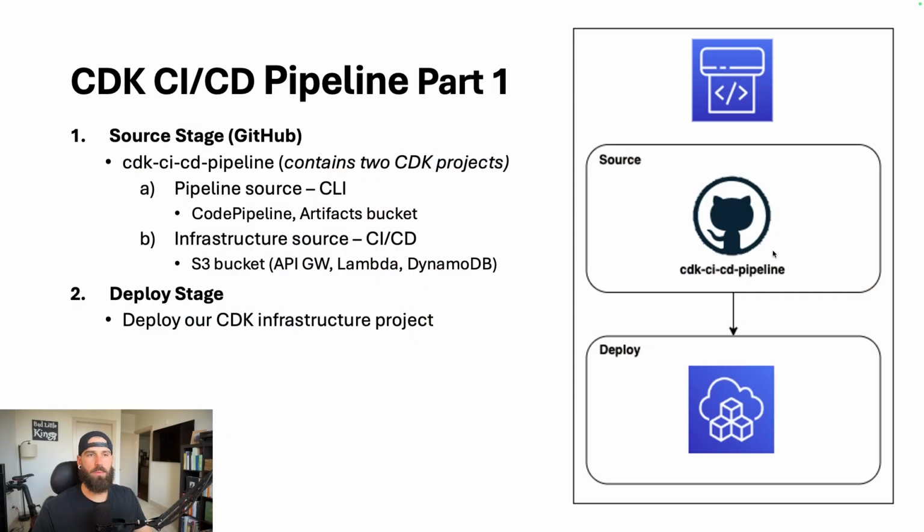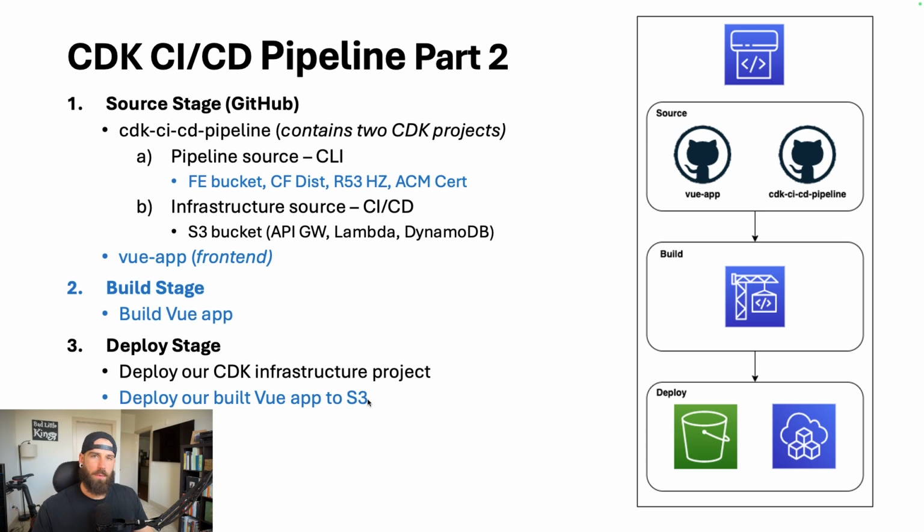So if you remember here in part one, we just built a really simple pipeline that was capable of pulling from a GitHub repository and then deploying just a simple S3 bucket using the CDK. Well, now we're going to modify things a little bit. So in blue here, I've highlighted what we're going to do in this tutorial.